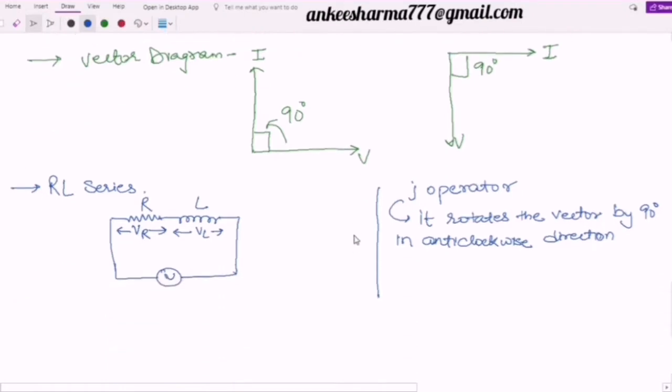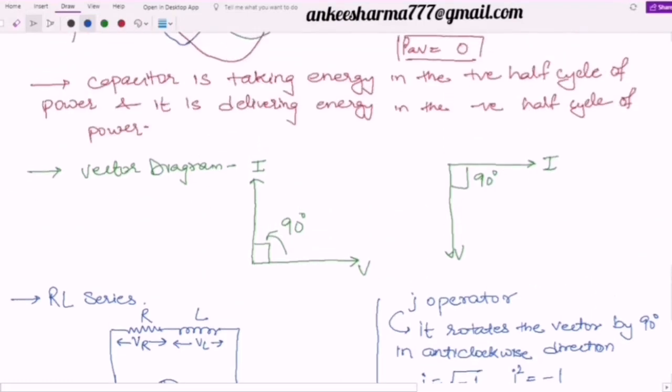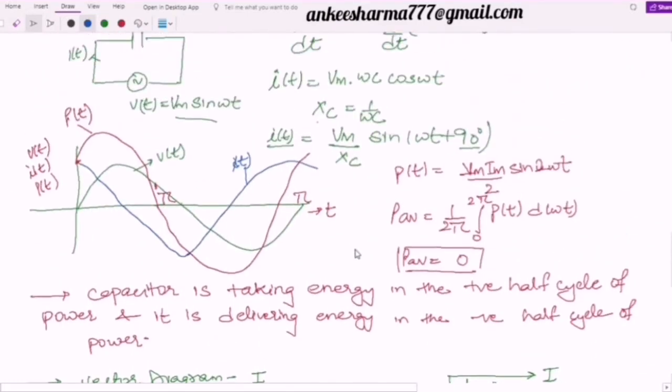If I say J is equal to the square root of -1, then can I say that J square is equal to -1? It means whenever I have two times the J operator, it will be rotated by 180 degrees, or simply multiplied by the -1 value. We use these terms in representing impedances.